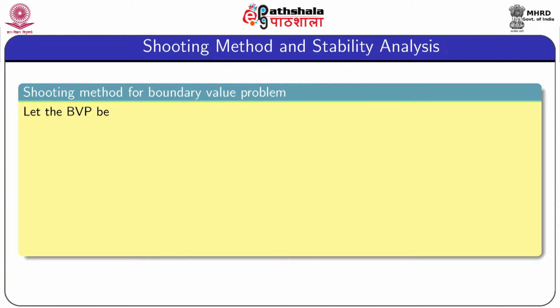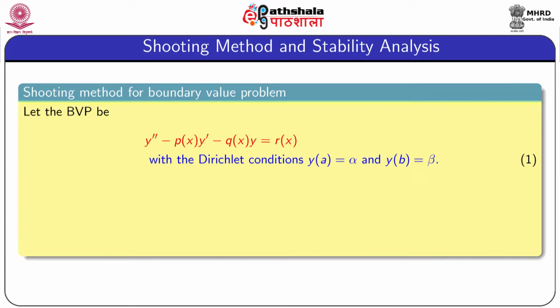Let the boundary value problem be the second derivative of y minus p of x into the first derivative of y minus q of x into y equal to r of x. So, this is a linear second order differential equation with the Dirichlet boundary conditions y at a equal to alpha and y at b equal to beta, where alpha and beta are given constants.